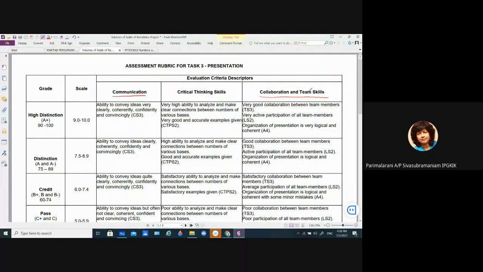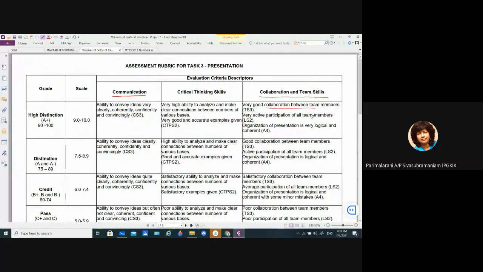Every time you have group work, these 2 things are looked into, okay? So when it comes to communication, we want to see if you have the ability to convey ideas very clearly, coherently, confidently, and convincingly, okay? And we also want to see if you have worked together in your group. Okay, we want to see if you are high distinction, that means you have very good collaboration between team members. You work very well together, and this we can see during your presentation.